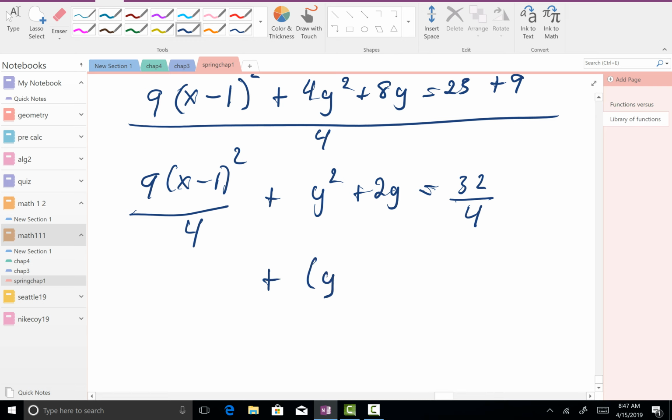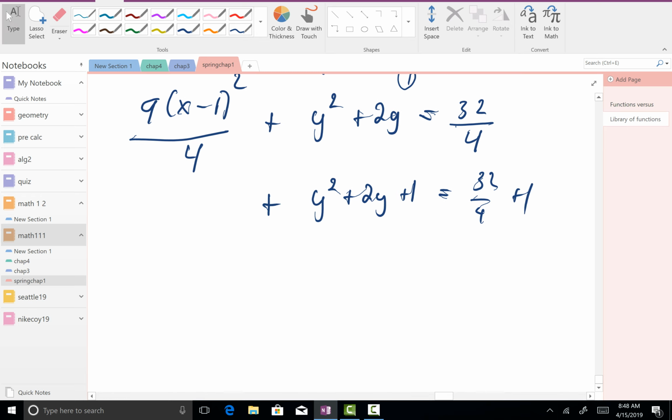So this would be y squared plus... Oh, wait. It's y minus 1. Well, let's think about it, so we're taking half of 2, right? Which is 1, and we're squaring that. So I'm just going to take my time on this because I don't want to mess it up. Y squared plus 2y plus 1 equals this. And then I'm going to add 1 to that side. Now, what is this going to look like? Now we can do it. It's going to be y plus 1 squared equals.